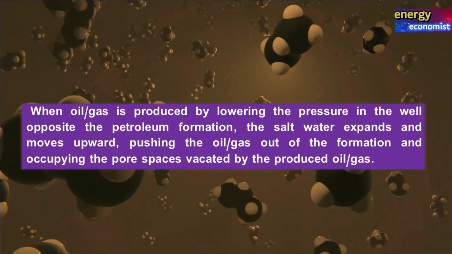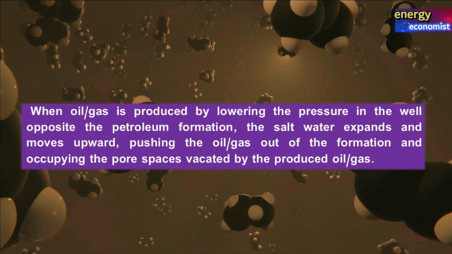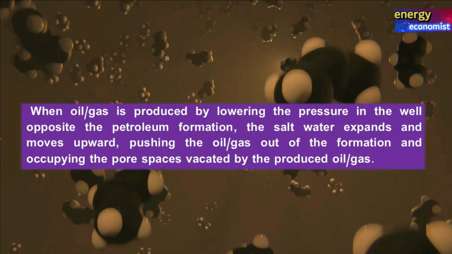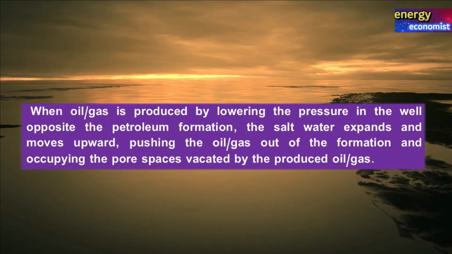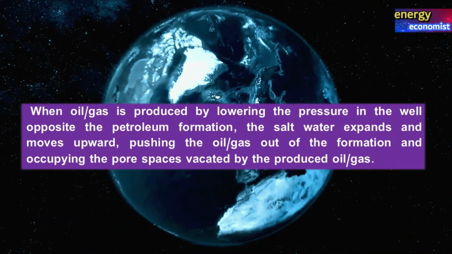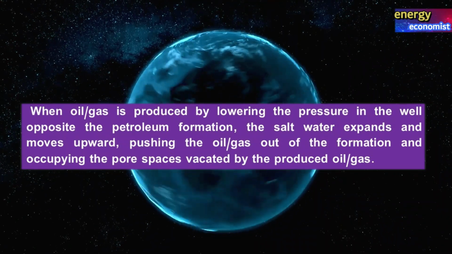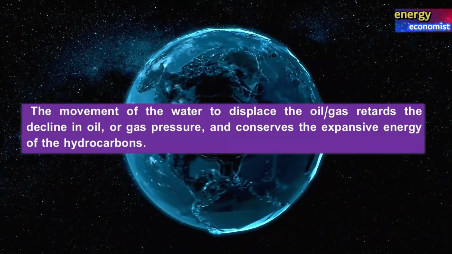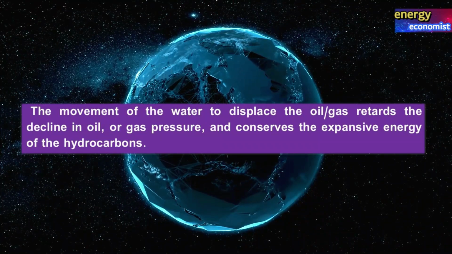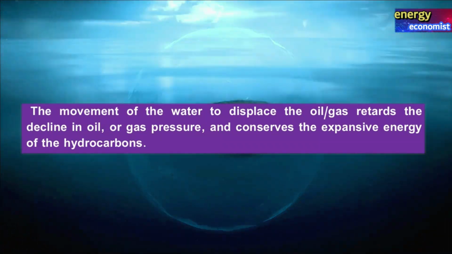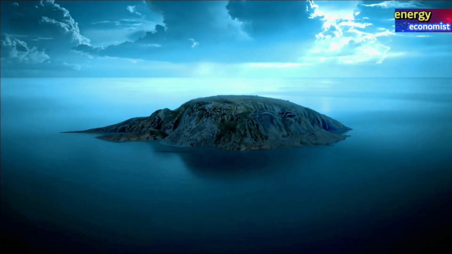When oil and gas are produced by lowering the pressure in the well opposite the petroleum formation, the salt water expands and moves upward, pushing the oil and gas out of the formation and occupying the pore spaces vacated by the produced oil and gas. The movement of the water to displace the oil and gas retards the decline in oil or gas pressure and conserves the expansive energy of the hydrocarbons.